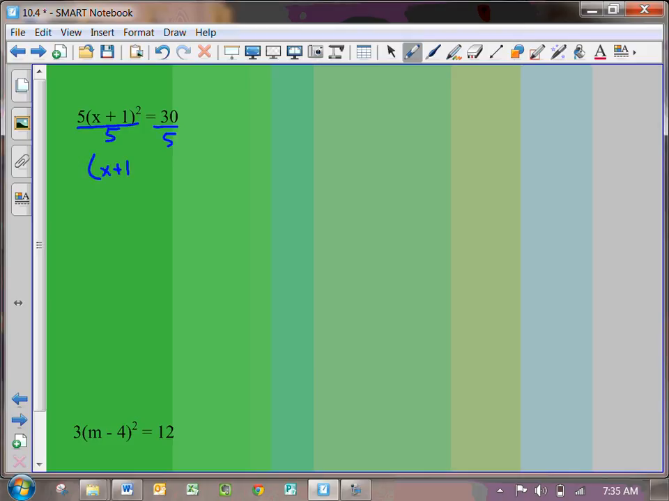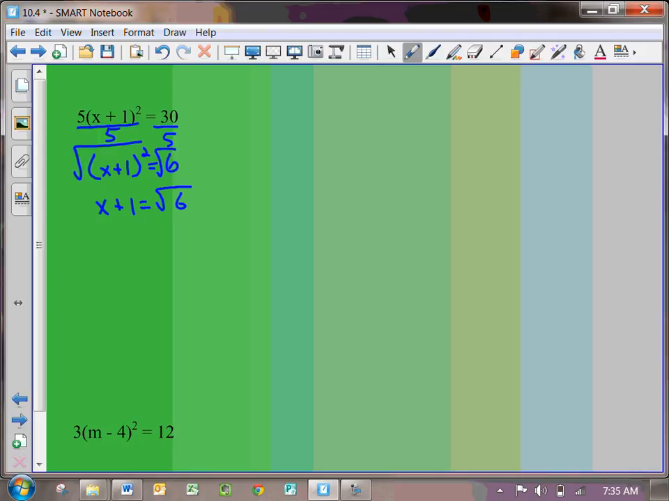So x plus 1 squared equals 6. Now, here's where that issue comes in. This is the point where you have to square root it, because you have only the square left. So we're going to square root on both sides. But what we're left with then is x plus 1 equals the square root of 6, because we square rooted on both sides.